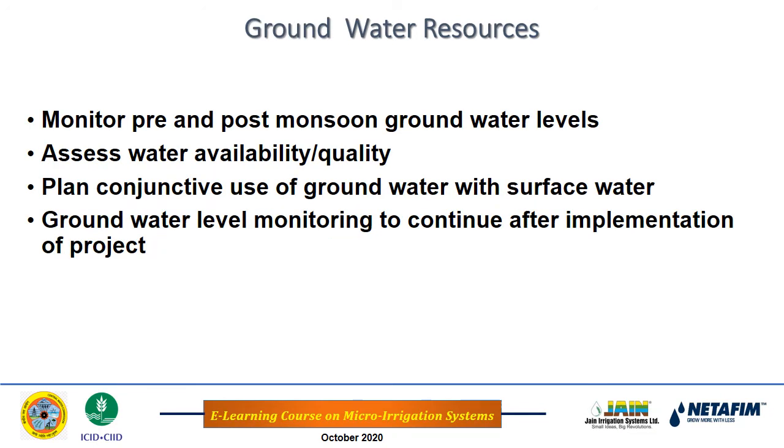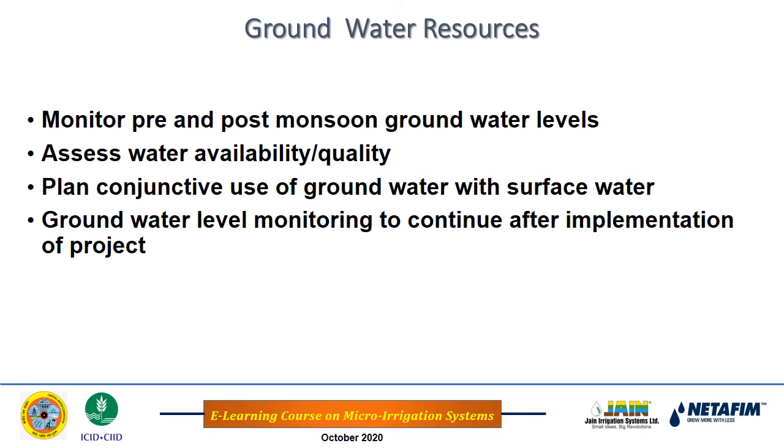For groundwater resources, we need to monitor pre and post monsoon groundwater data, post monsoon groundwater levels. Then we need to assess water availability in terms of what is the draft that is available annually, which can be extracted without affecting the groundwater levels. Then we can plan conjunctive use of groundwater based on the assessed annual groundwater draft which is sustainably available.